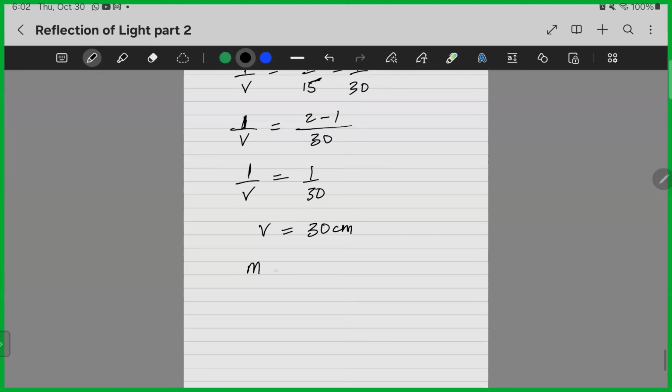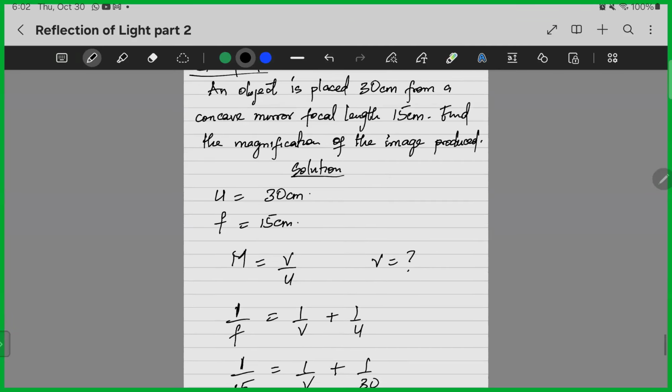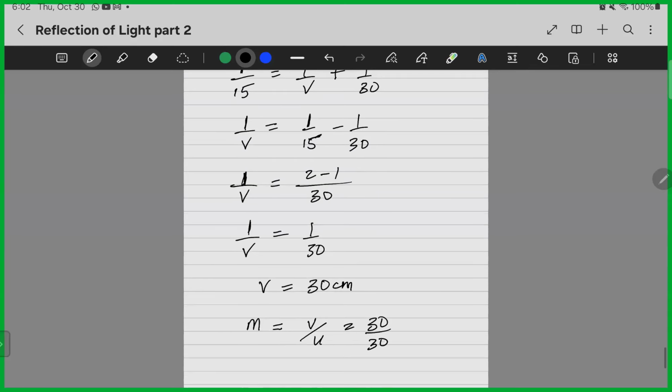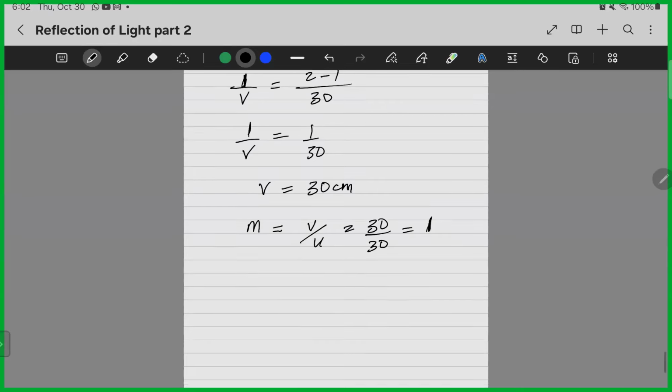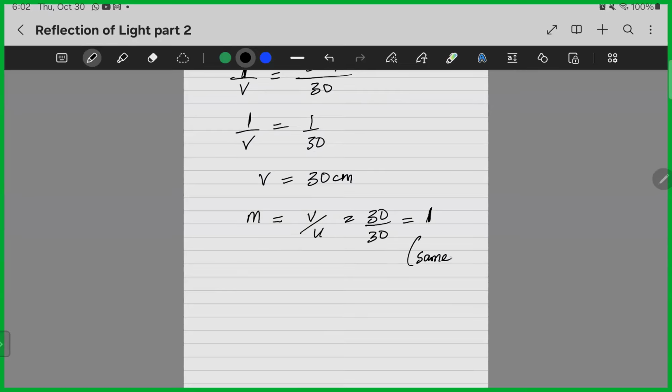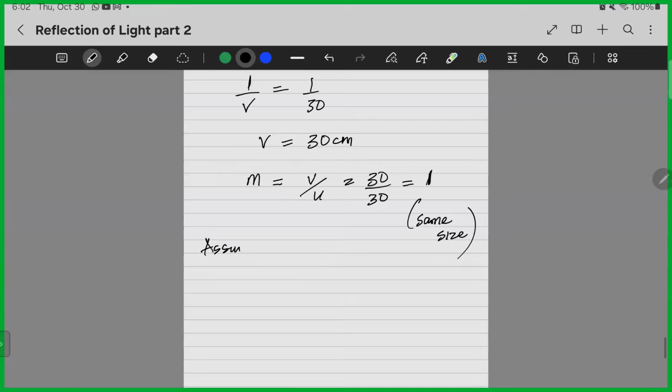I can easily find my magnification: V over U, which is 30 over 30. So my magnification is 1. When your magnification is 1, it means they are the same size. Assuming it was 2, it means the image is twice as big. Assuming it was half, it means the image is reduced by half. You understand? So you get the idea.